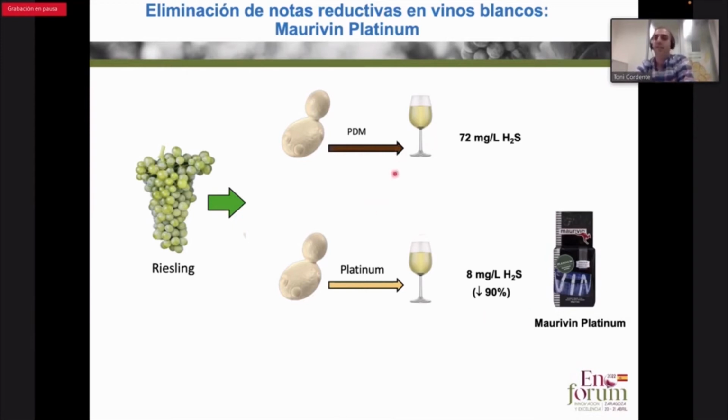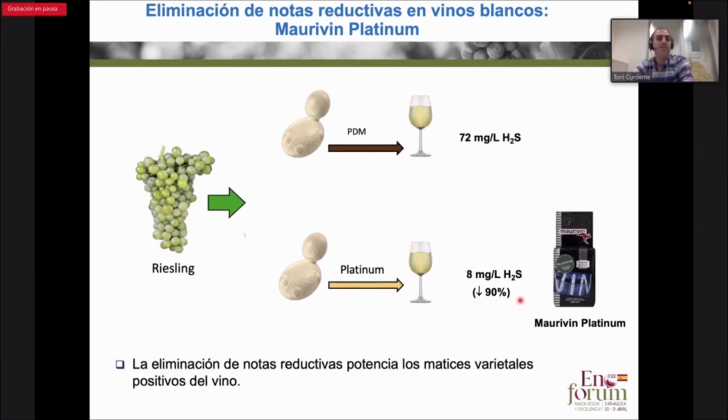As you can see here, the PDM strain created detectable levels of H2S during alcoholic fermentations, whereas one of the isolated strains created much less of this compound as compared to the PDM control strain. So a few years ago, this strain was commercialized by AB AWRI, and it is recommended for the elaboration of fruity wines, even in musts with a low concentration of nitrogen. And the removal of reductive notes enhances the varietal nuances of the wine.